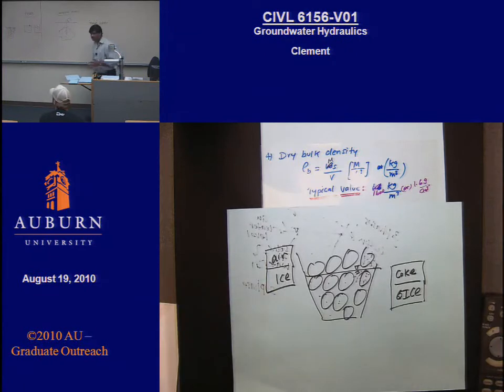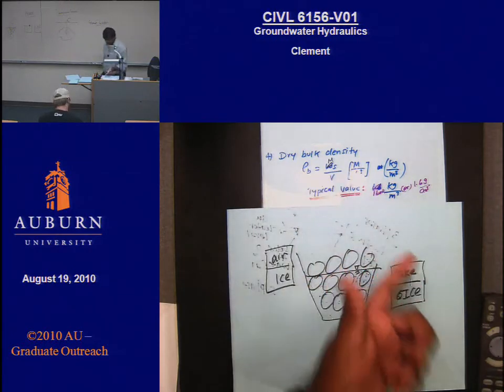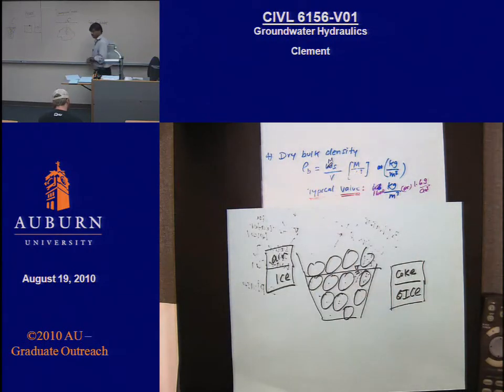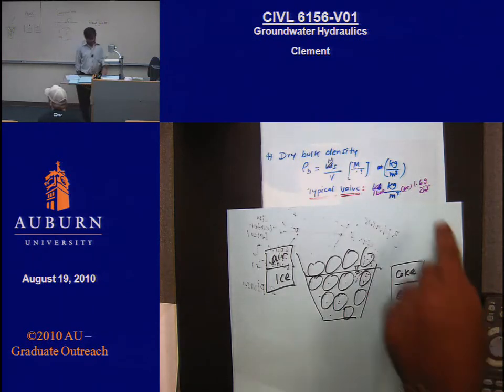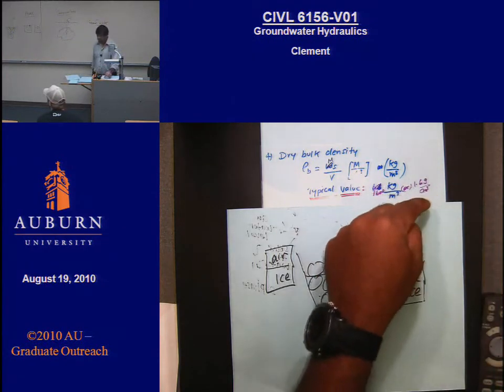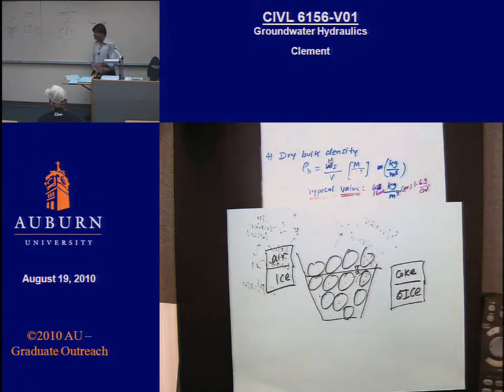Now another number to remember. So the first number you remembered is what? Porosity is roughly 0.4. The second number to remember is the typical value of bulk density, 1600 kg per meter cubed. Now that's kind of odd. If you're comfortable with gram per centimeter cubed, it's 1.6 gram per centimeter cubed. Now they're both a little bit odd numbers.